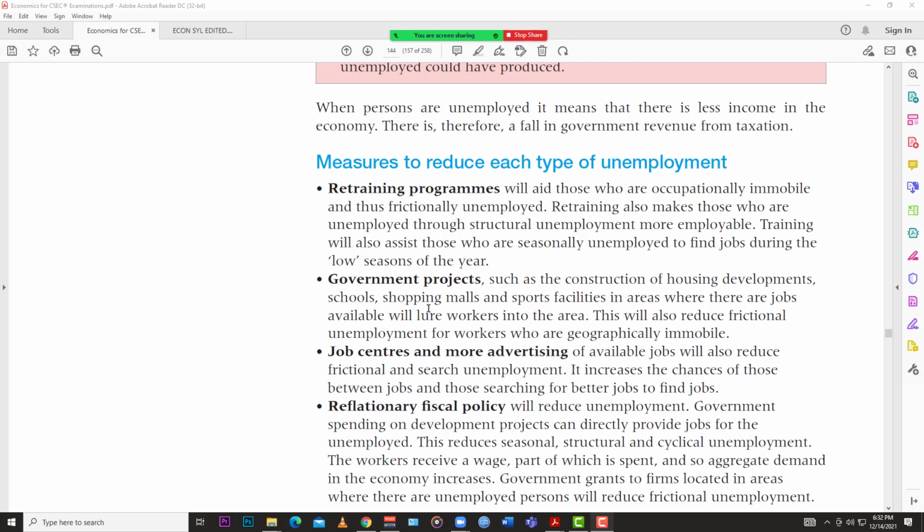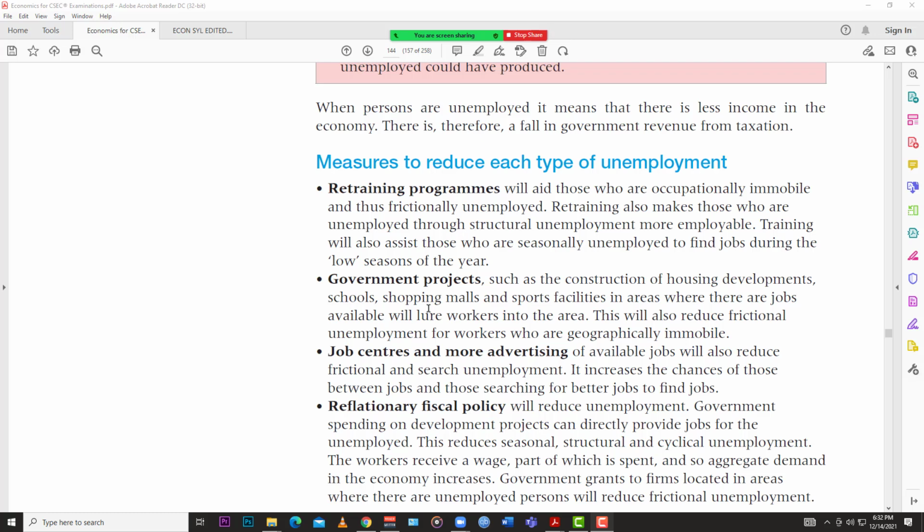Two, government projects such as construction of housing developments, schools, shopping malls, sports facilities, all these. So we're just saying the government spending on projects can lead to a reduction in frictional unemployment, and also for people who are geographically immobile, as in you can now bring jobs to that person, right? Previously they couldn't go because the job existed out of their reach. Now you bring the job, maybe the government repairing the school in their area, they get a job for that, right? So government spending can lead to a reduction in unemployment.